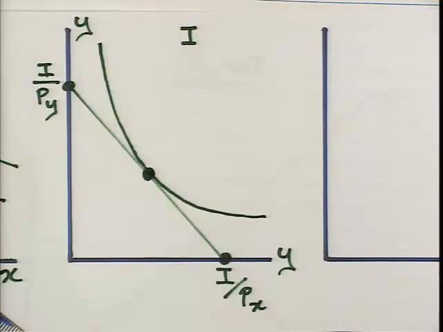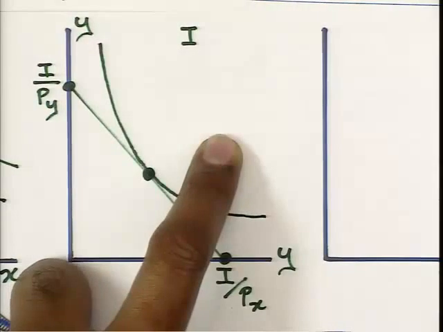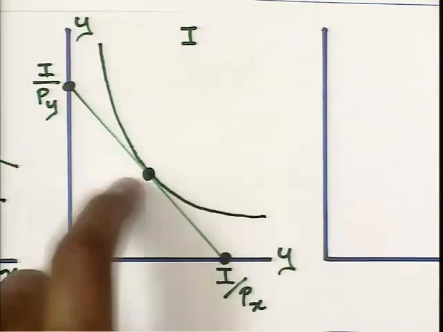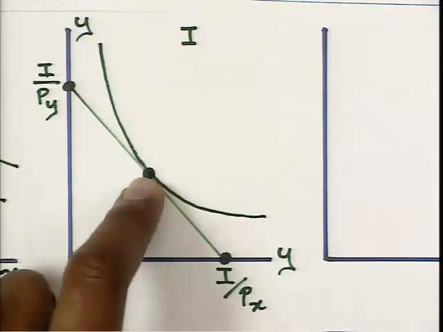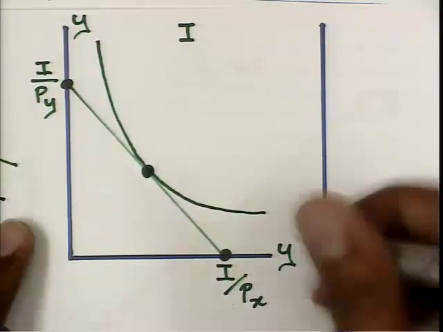Everything on the budget line is affordable. Everything above the budget line is not affordable. That's the best point I can afford using my given income. Sorry, that's an X.